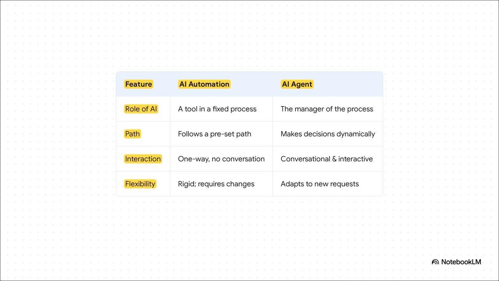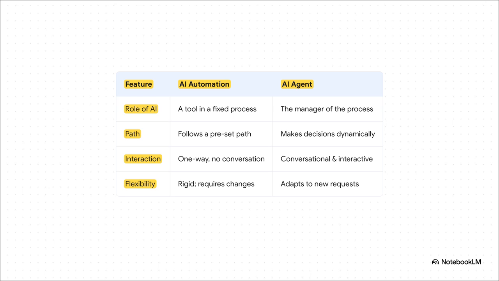In the older style of automation, the AI is basically just a tool in the process, following a really rigid preset path. But with an AI agent, the AI becomes the manager of the whole process. It doesn't just blindly follow a script, it makes decisions dynamically.